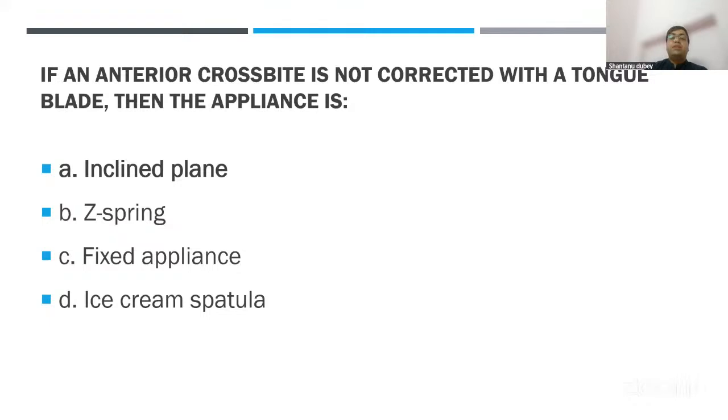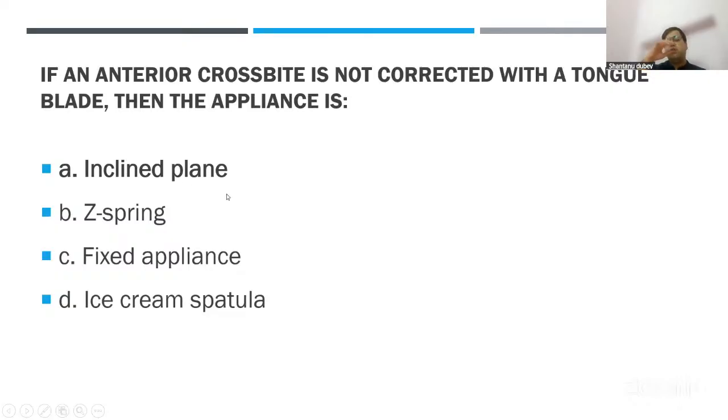If an anterior crossbite is corrected with tongue blade therapy, then the appliance used is: inclined plane, Z spring, fixed appliance, or ice cream spatula. Ice cream spatula is nothing but a tongue blade, similar to tongue blade. So yeah, that is out of the question. Fixed appliance, well, we have not tried everything as of now. So you have two real options, which are inclined plane or Z spring.